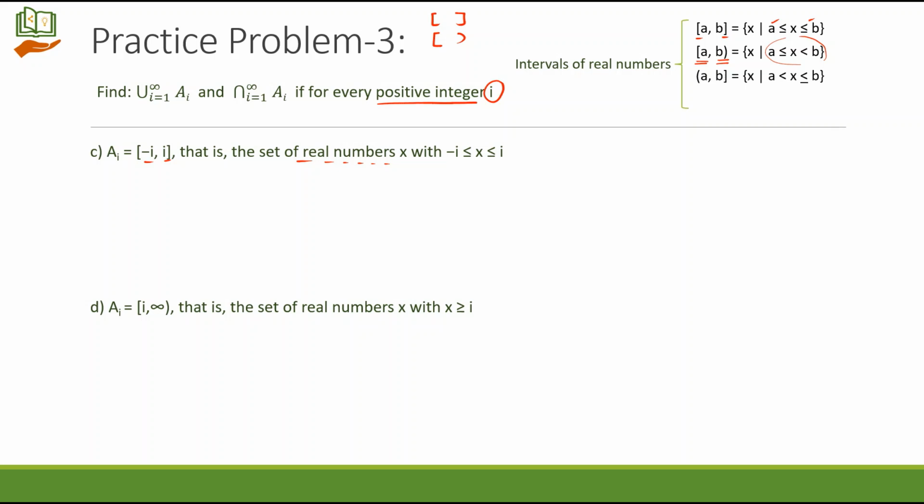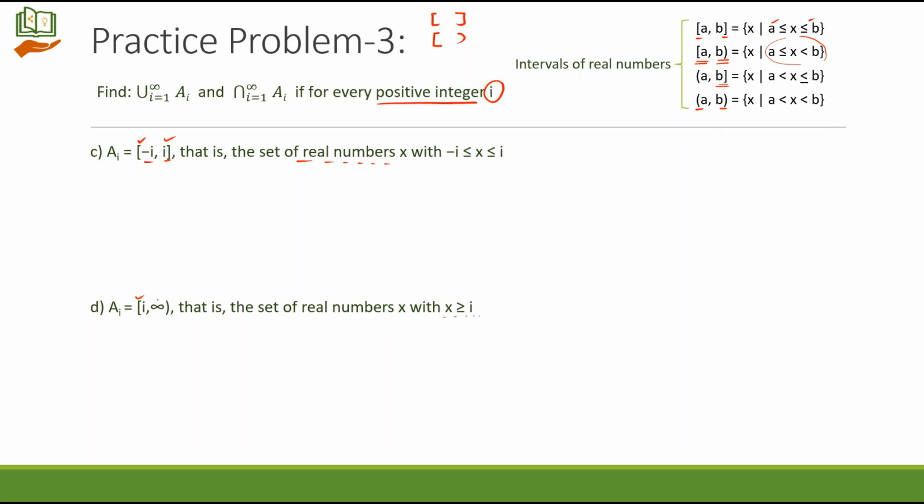Now we have this particular bracket near a. It means a is less than x, and we have a square bracket near b. It means the value of b is included. x is less than or equal to b. What about parentheses in both the places? The values of a and b are not included. a less than x, x is less than b. So from this question we can understand minus i is included, i is included. But in D, i is included. Infinity is not included, but the previous number is included. So that's why they have mentioned the set of real numbers with x greater than or equal to i.